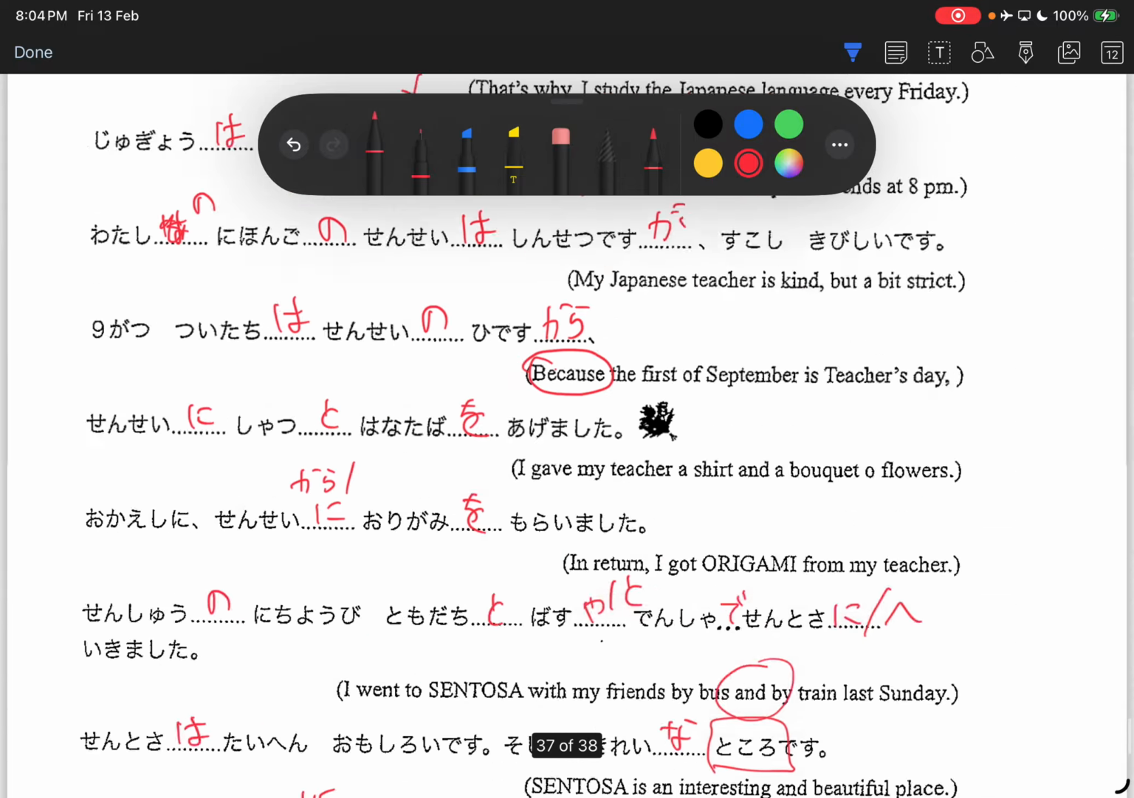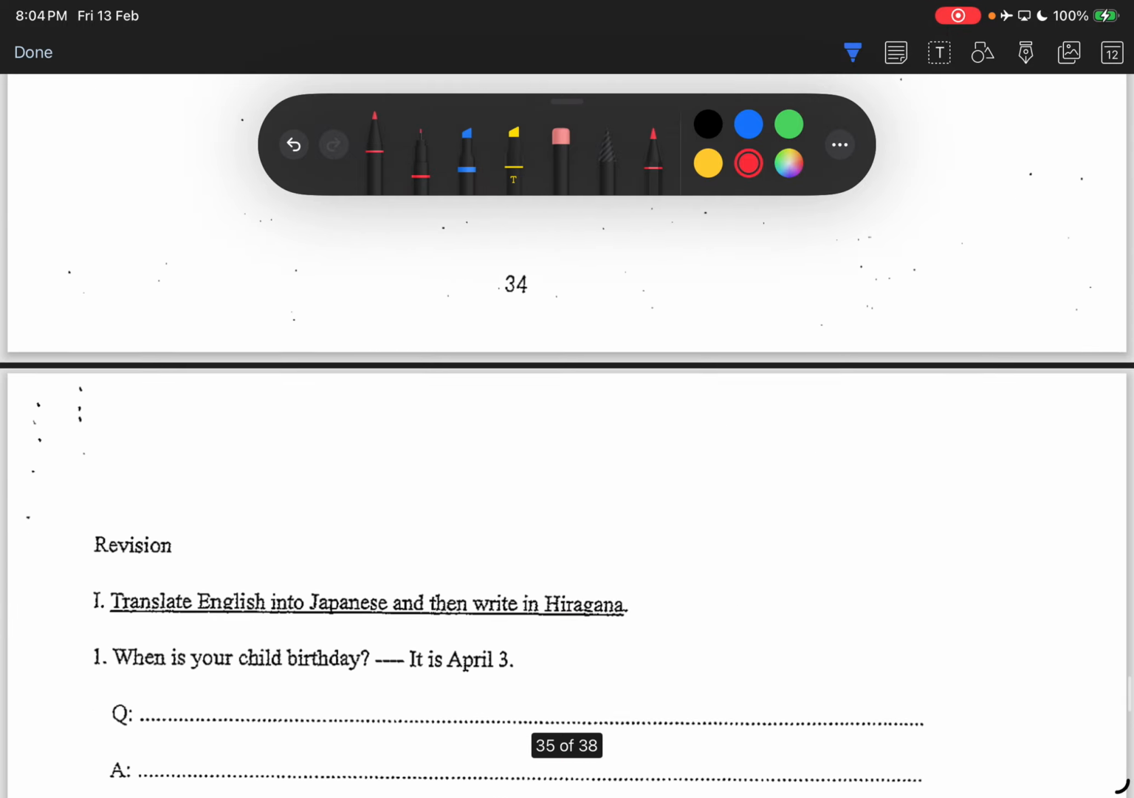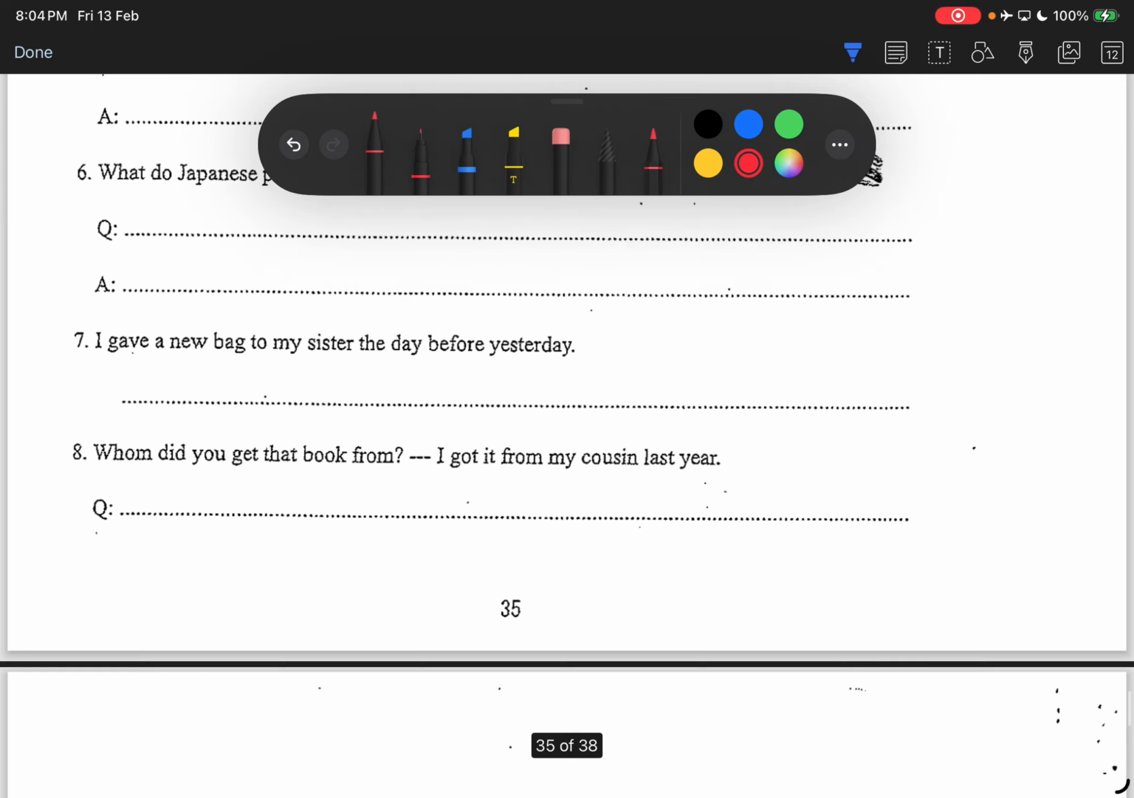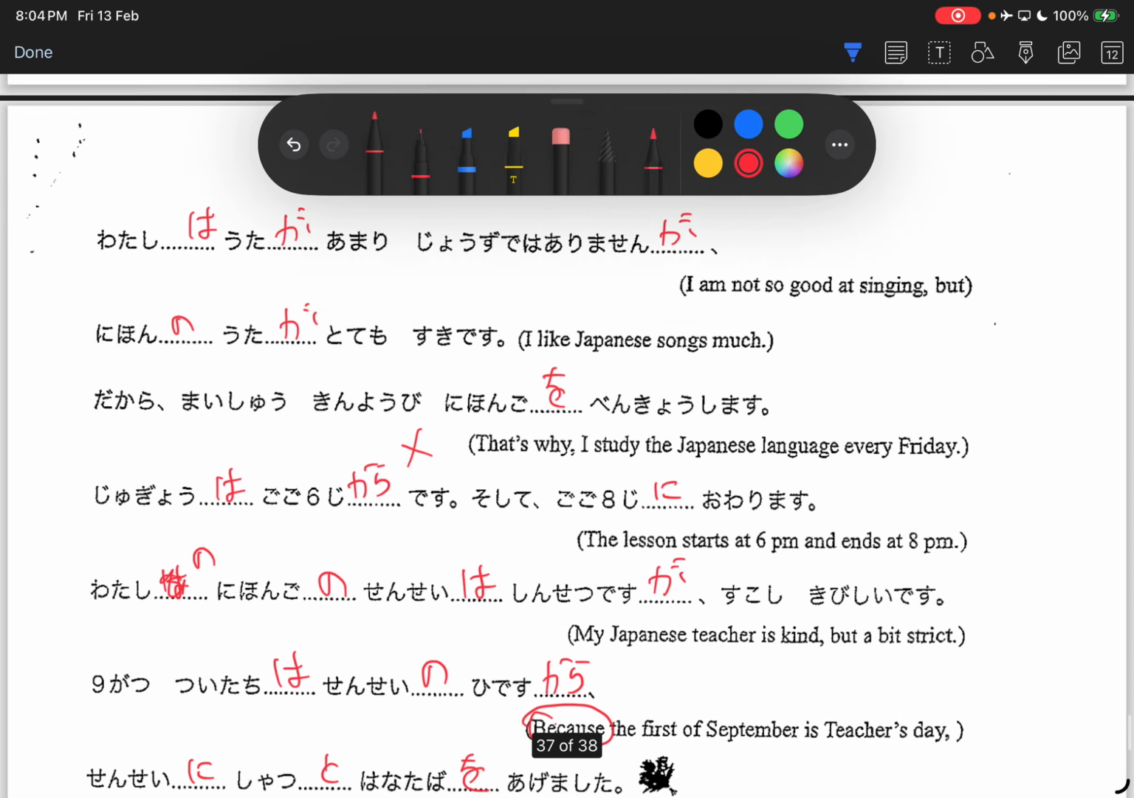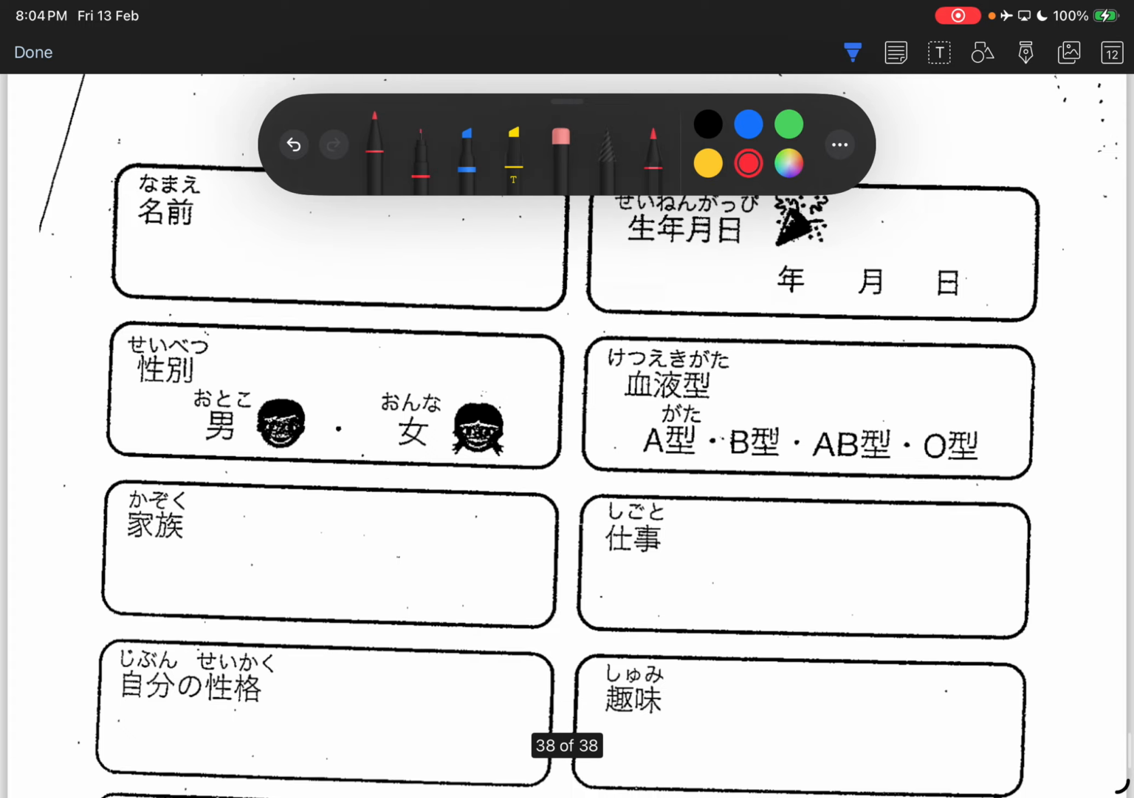Congratulations, we finished the revision booklet. Not a very hard one. Only a few translation sentences and then all the particles only. Not very difficult.